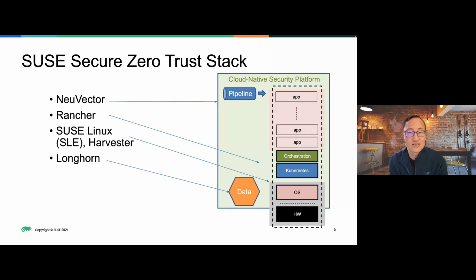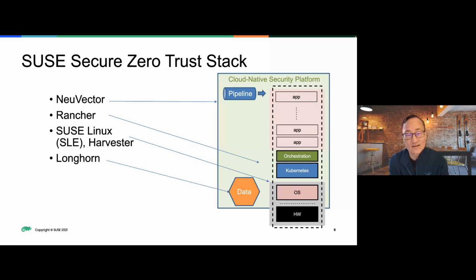But in addition to that, it's broader in that NewVector is able to look at your pipeline to make sure that nothing bad gets into your pipeline. It's also able to audit the configurations of deployments in your orchestration layer, or if you're spinning up new clusters, to audit the configuration of those clusters to make sure that they're secure and enforcing your zero trust controls. So I'll dive a little bit more into NewVector.